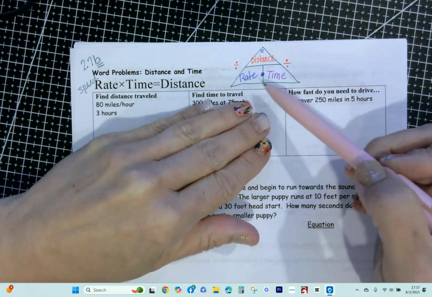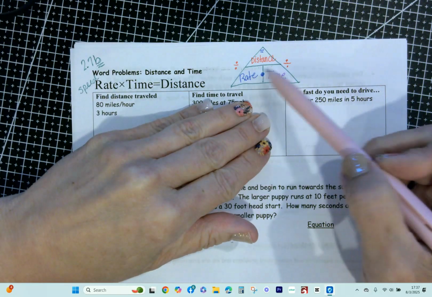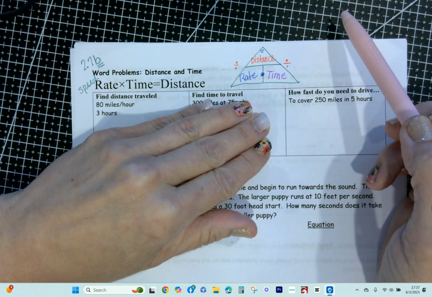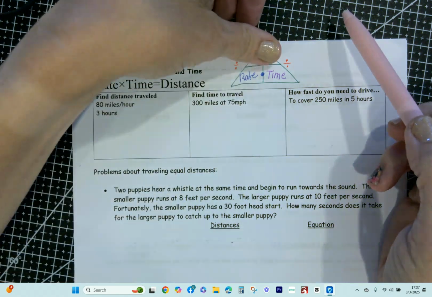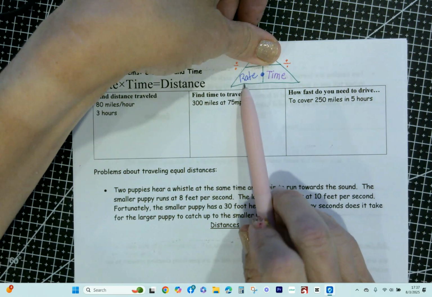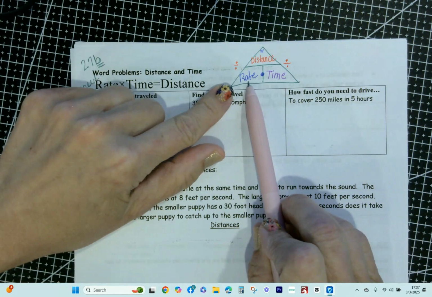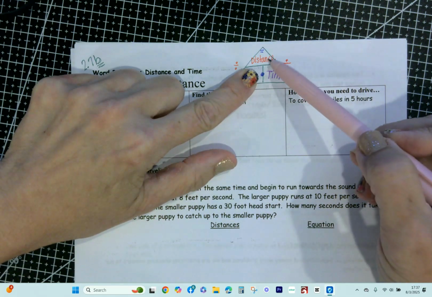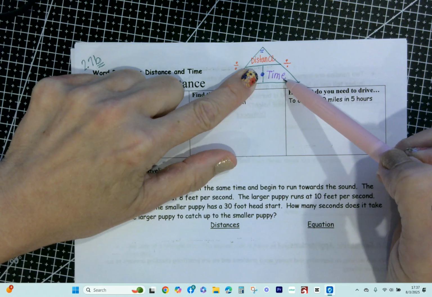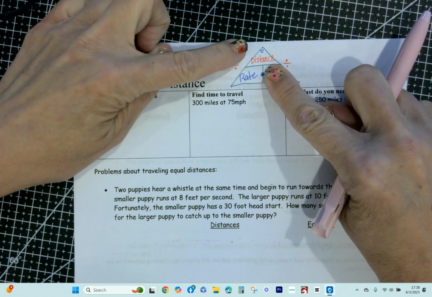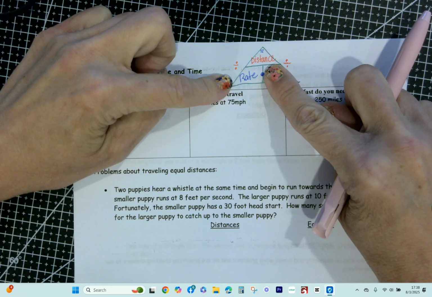So essentially how this works is whichever one of these three you are looking for, cover it up. If you want distance, multiply rate times time. If you want rate, take your distance, divide it by time. If you want time, take your distance and divide it by rate.